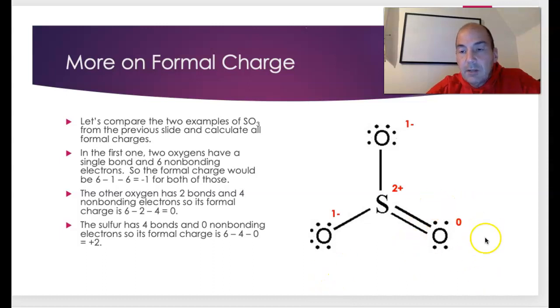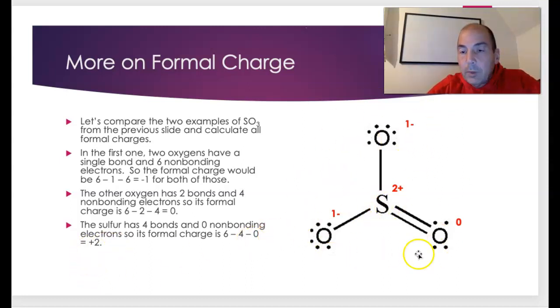If we go to the other oxygen, it has 6 valence electrons, but now it has 2 bonds, and it has 4 dots. 6 minus 2 minus 4 is 0, so this has a 0 formal charge. Well, zeros are good, so that's all right. Then we go to sulfur. We see that sulfur also has 6 valence electrons, and it's making 4 bonds, so 6 minus 4 minus 0, since there's no dots on it, is +2.